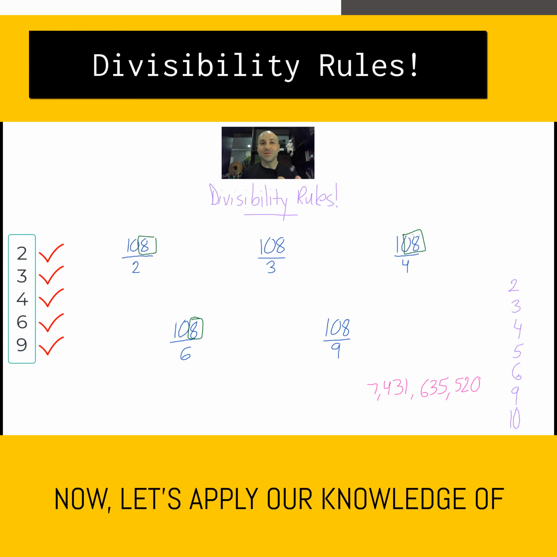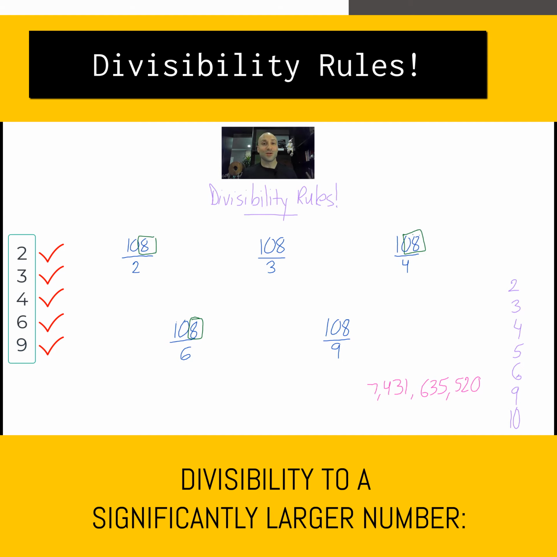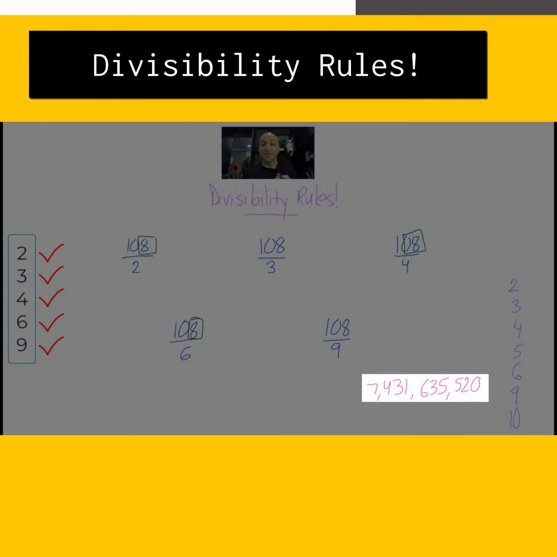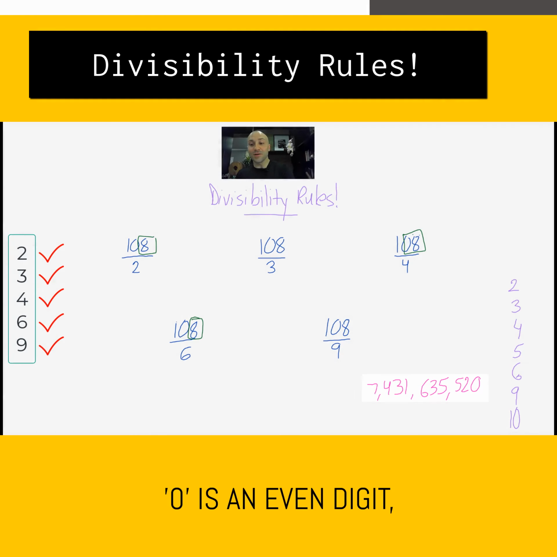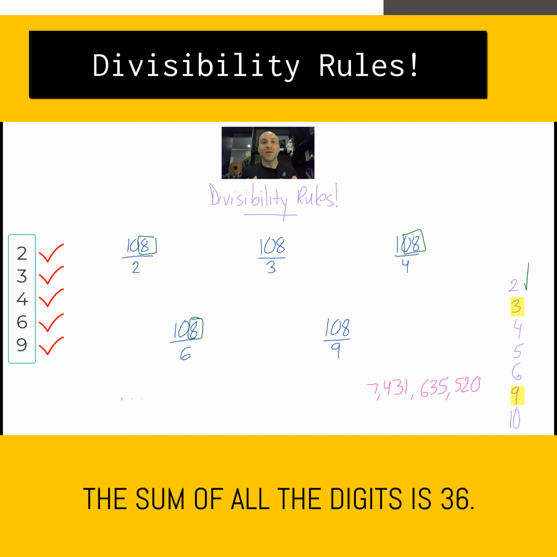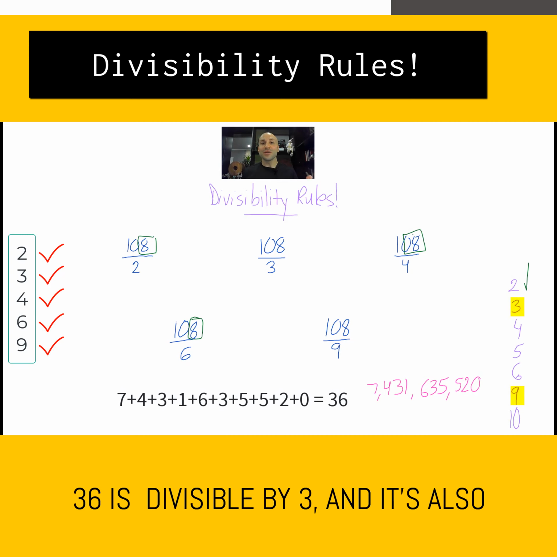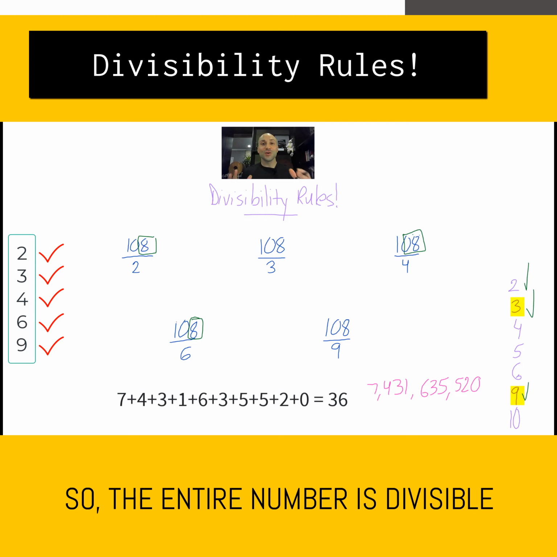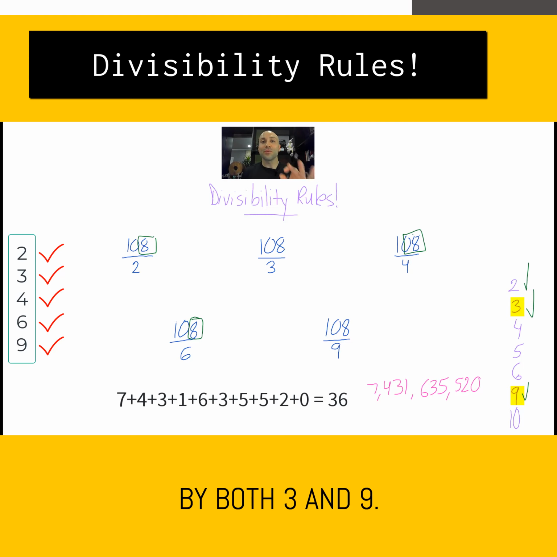Now, let's apply our knowledge of divisibility to a significantly larger number: 7,431,635,520. 0 is an even digit, so this massive number is divisible by 2. The sum of all the digits is 36. 36 is divisible by 3, and it's also divisible by 9. So the entire number is divisible by both 3 and 9.